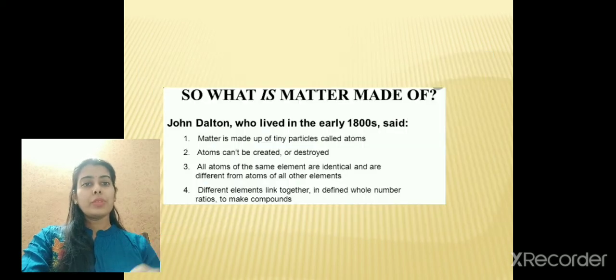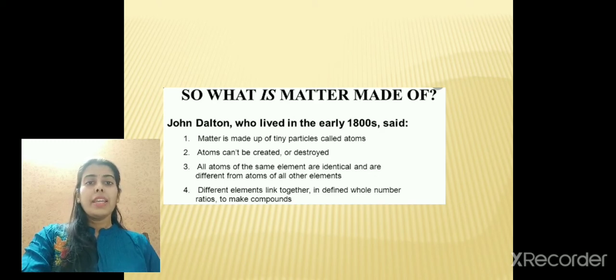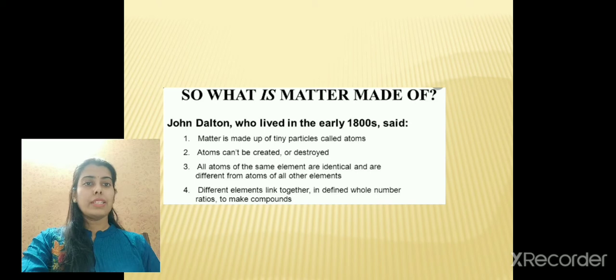So all these substances, what are they actually made up of? In the 1800s, John Dalton concluded that matter is made up of very tiny particles called atoms. Atoms can't be created or destroyed. Now we have two different categories of substances. One is element, another one is compound. What is the difference between the two?